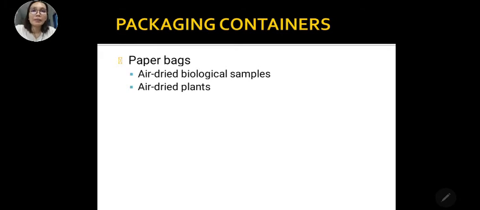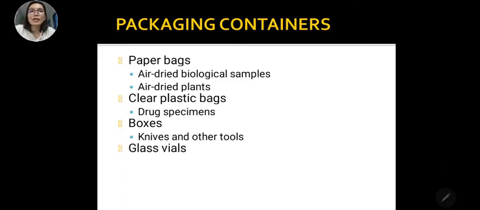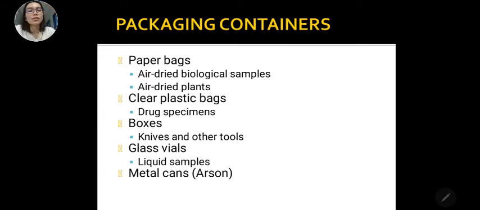Next are air-dried plants. For example, may mga marijuana na found sa crime scene. I-air dry muna siya before ilalagay sa paper bags. Now, clear plastic bags can be used for drug specimens and other non-biological specimens as well. We have boxes which can be used for knives and other tools. The glass vials for liquid samples and metal cans for usually during arson investigation. And these packaging containers, kapag nilagay natin yung mga pieces of evidence natin, kailangan malabel natin siya ng mabuti, okay?